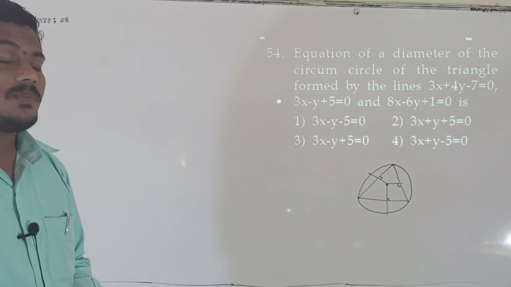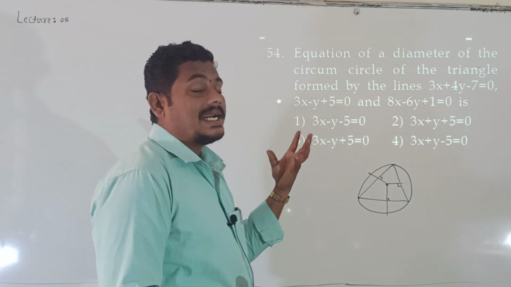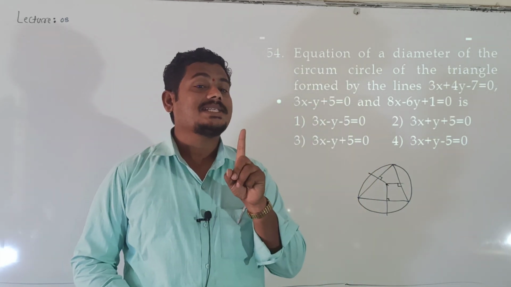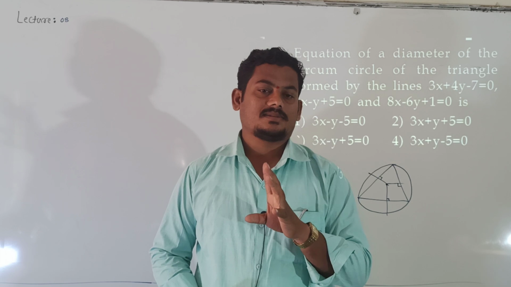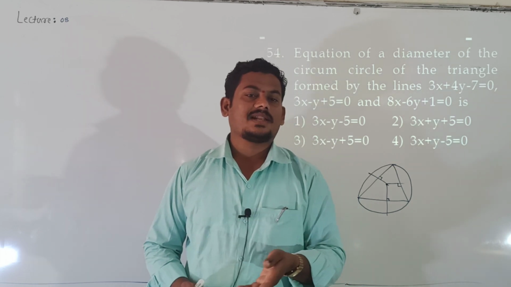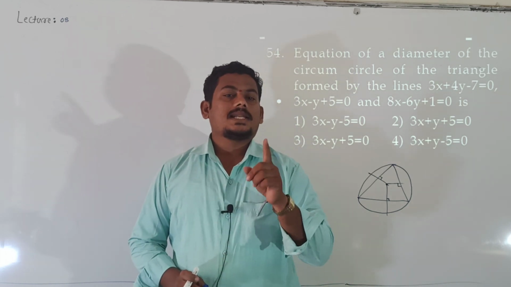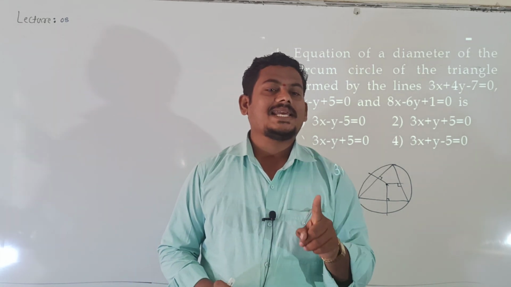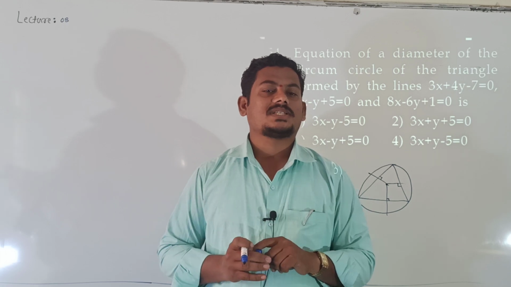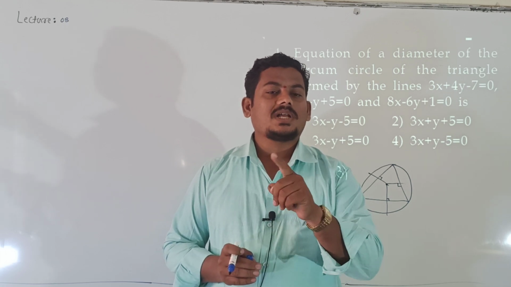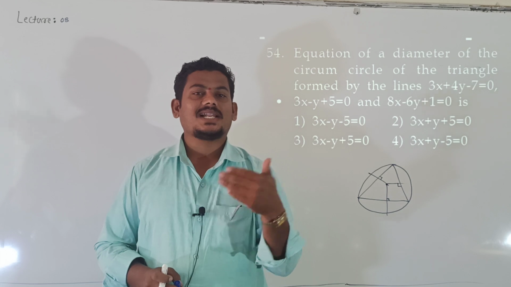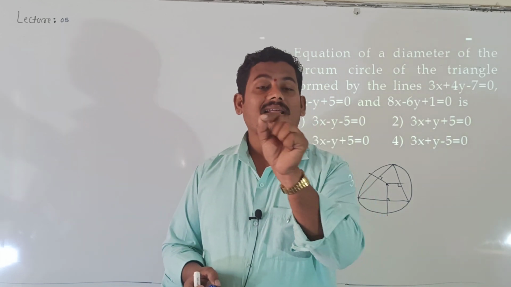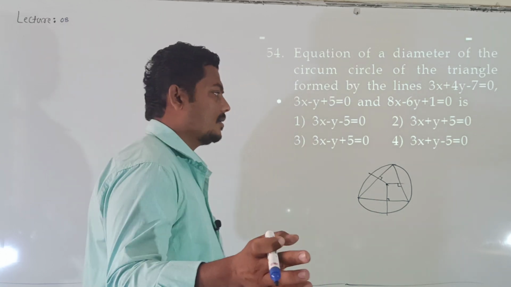And remember one point. In a right angle triangle, the circumcenter lies on the hypotenuse side. Once again I will repeat. In a right angle triangle, the circumcenter lies on the midpoint of the hypotenuse side. Then what about the orthocenter? Where does the orthocenter lie in a right angle triangle? In a right angle triangle, the right angled vertex is the orthocenter.